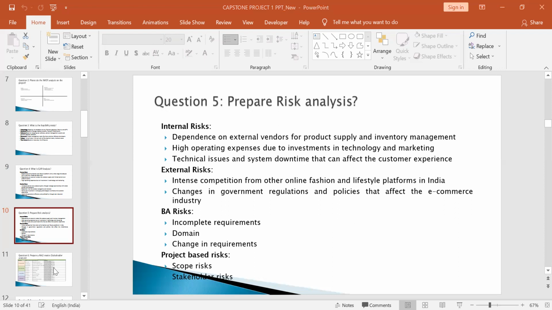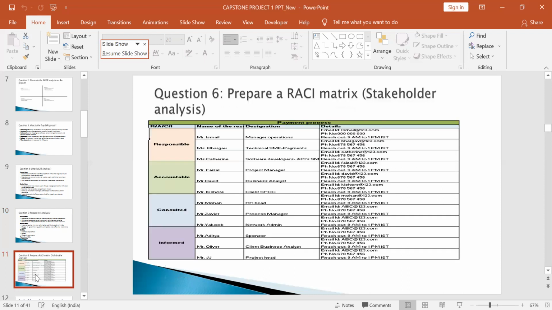Okay, and next you're going to prepare a RACI matrix. How do you identify the stakeholders? By using the RACI matrix, we can identify the stakeholders. The RACI matrix stands for responsible, accountable, consulted, informed, right? So who is responsible for this project, who is accountable, who is consulted, who is informed of this project.